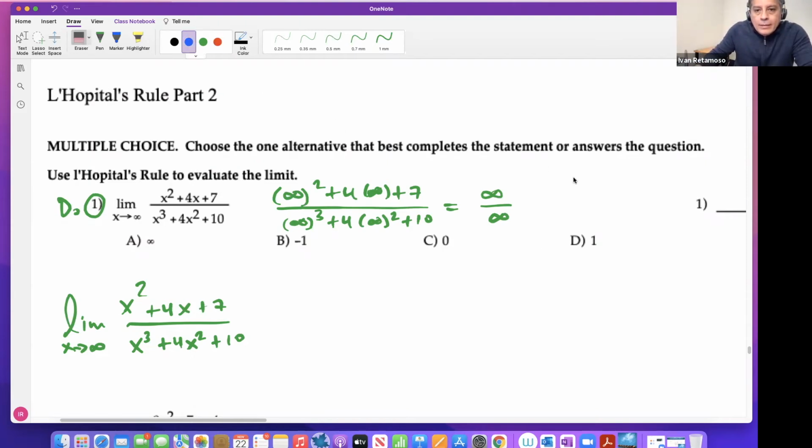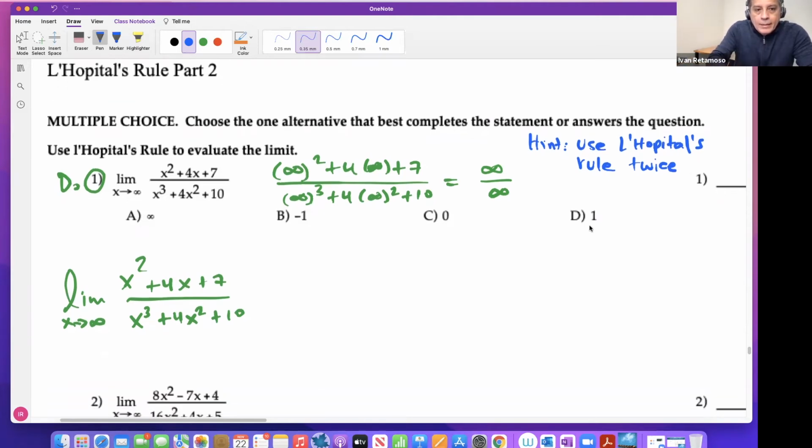Hint: use L'Hopital's rule twice. Once will not be enough. Let's see. Gonja, you made my day. Excellent, excellent. Very good, very good.